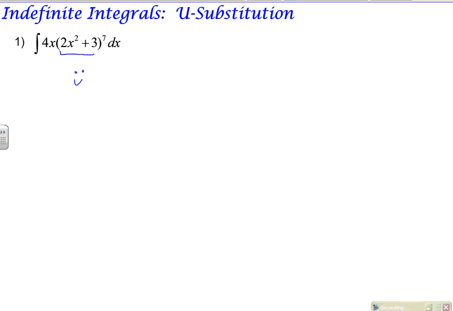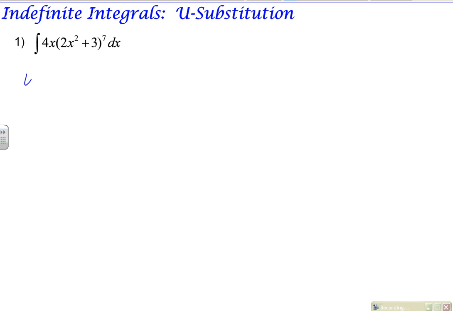Is this function something that if I took the derivative would give me something similar to that? Yeah, I do indeed think so, because right here, this has a nice derivative. It's 4x, isn't it? And that's exactly what I'm seeing there. So you just want to step back, analyze it for a moment.